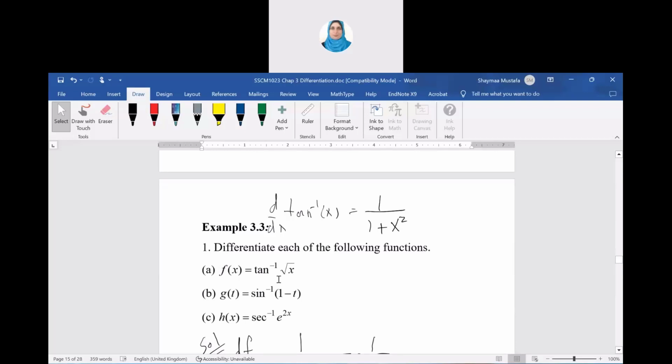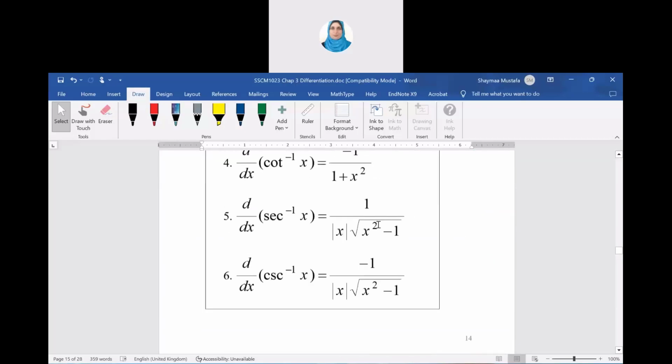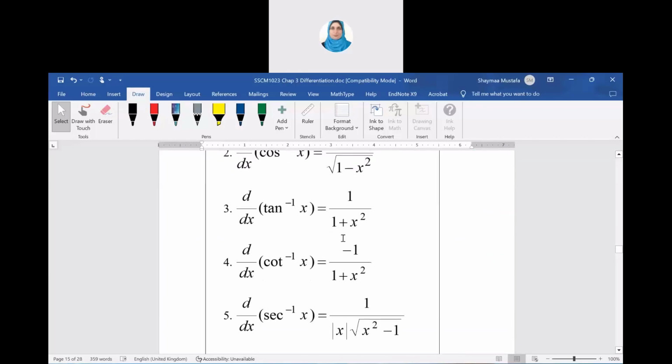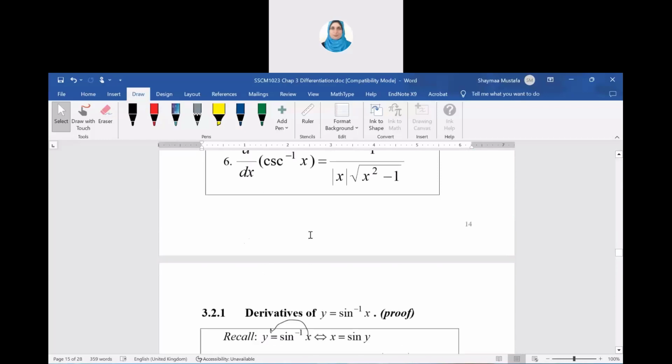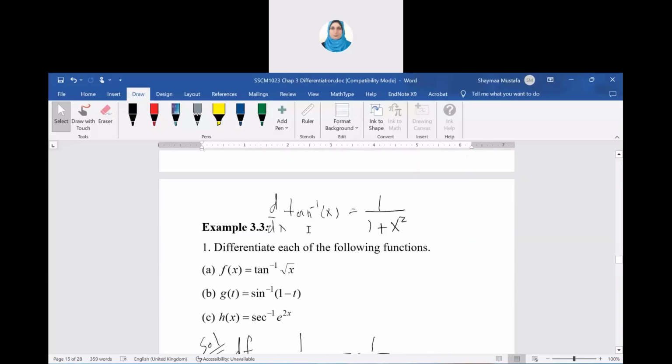Okay, now we need to find the derivative for these functions. You will apply the same rules for product, for composite, for division, and for power function. First one, f of x equal to tan inverse square root of x. Note that the derivative for tan inverse x is 1 over 1 plus x squared. This is the general rule for the derivative for tan inverse x. So I will use this rule. I have tan inverse square root of x.